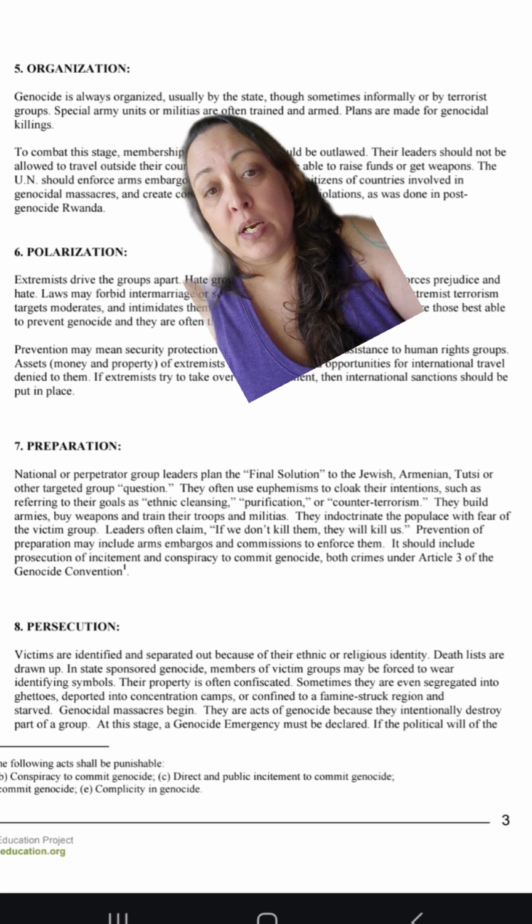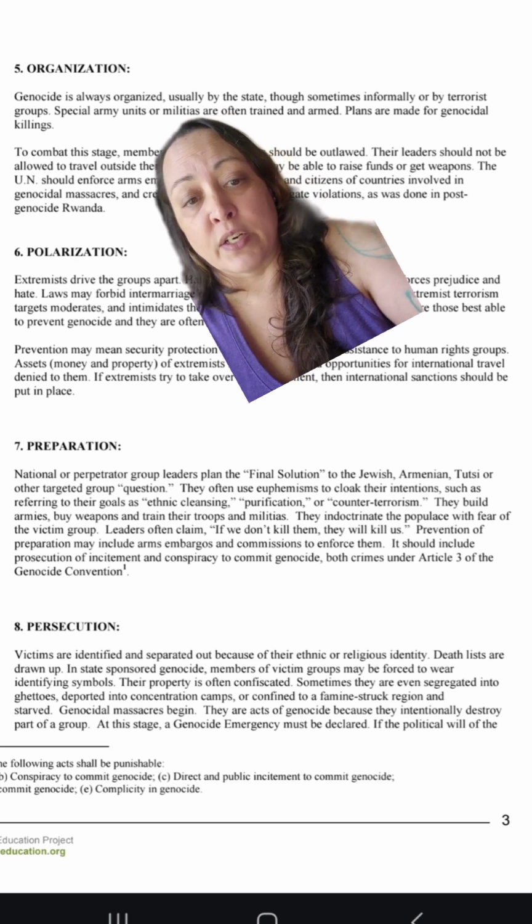Prevention of preparation may include arms embargoes and commissions to enforce them. It should include prosecution of incitement and conspiracy to commit genocide, both crimes under Article 3 of the Genocide Convention.